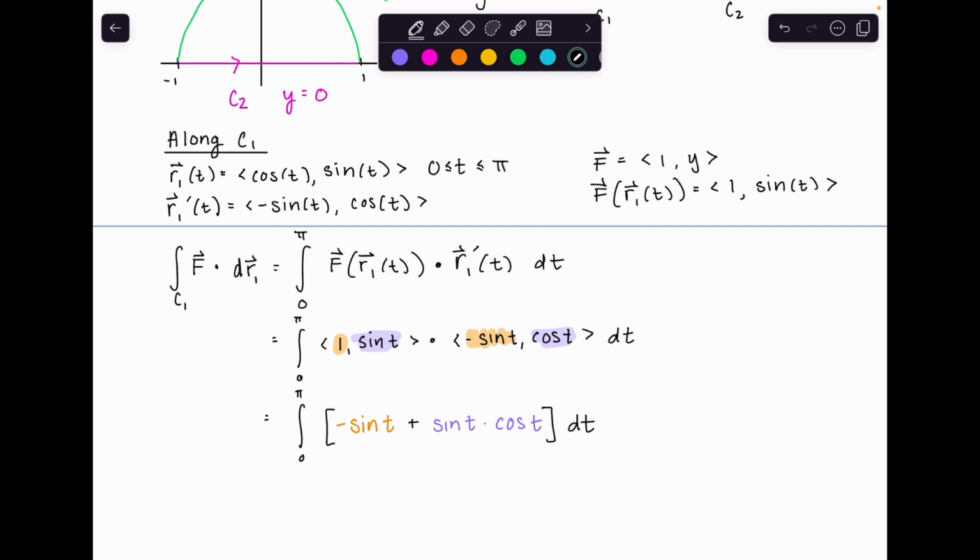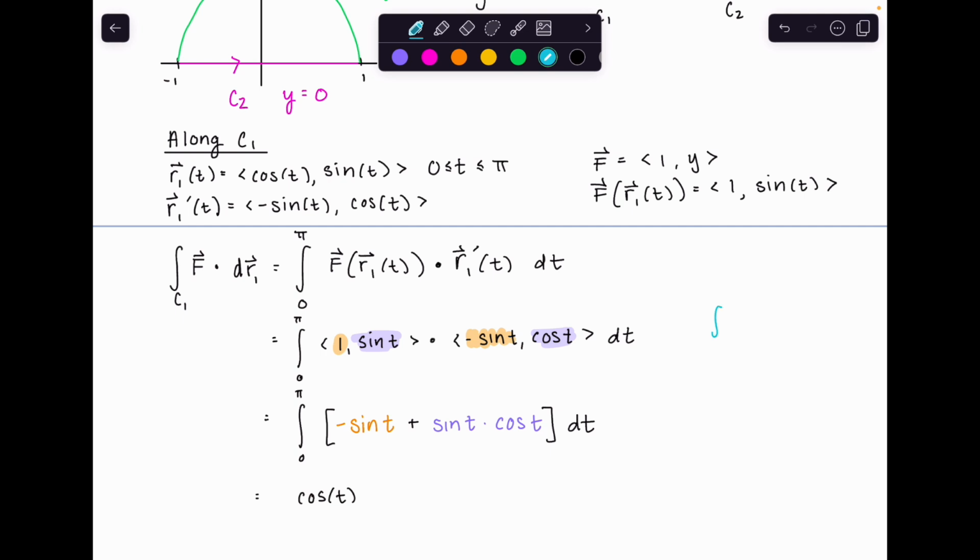First one thankfully has a very nice antiderivative. The antiderivative of negative sine is positive cosine of t. Now over here you'd have to make a u sub, so you can do that off to the side if you want, if you're comfortable just saying what that is.